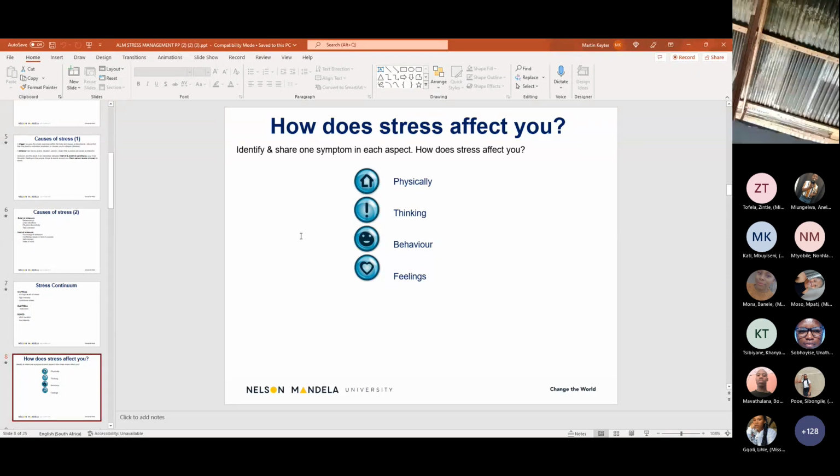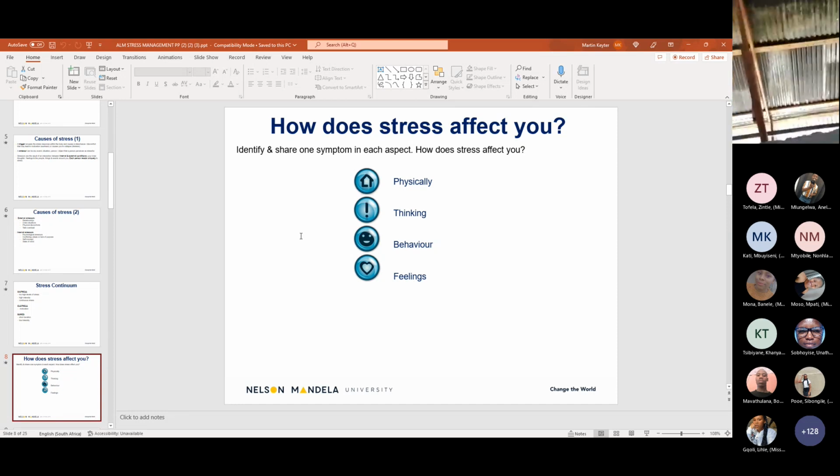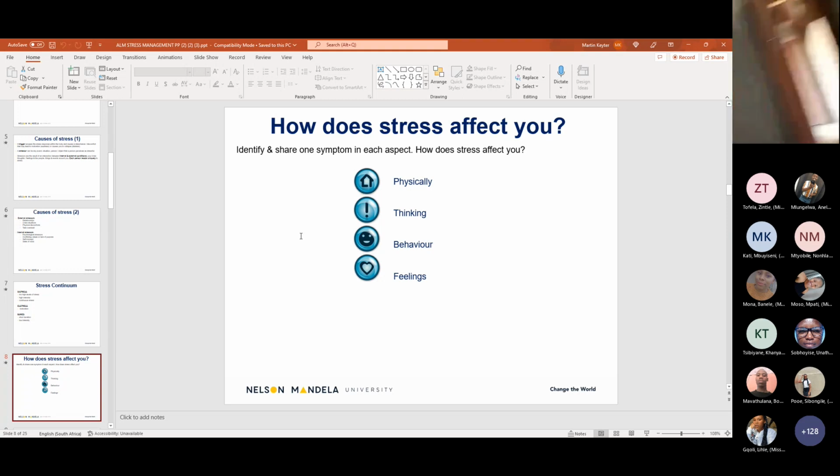How do you know, with regards to your thinking capacity, that you are under stress? Are you losing concentration? Are you easily distracted? What signs are there? Your behavior. Do you all of a sudden drink a lot of coffee? If you're under stress, do you want to sleep the whole time? Do you have difficulty going into action? Is your study disorganized?